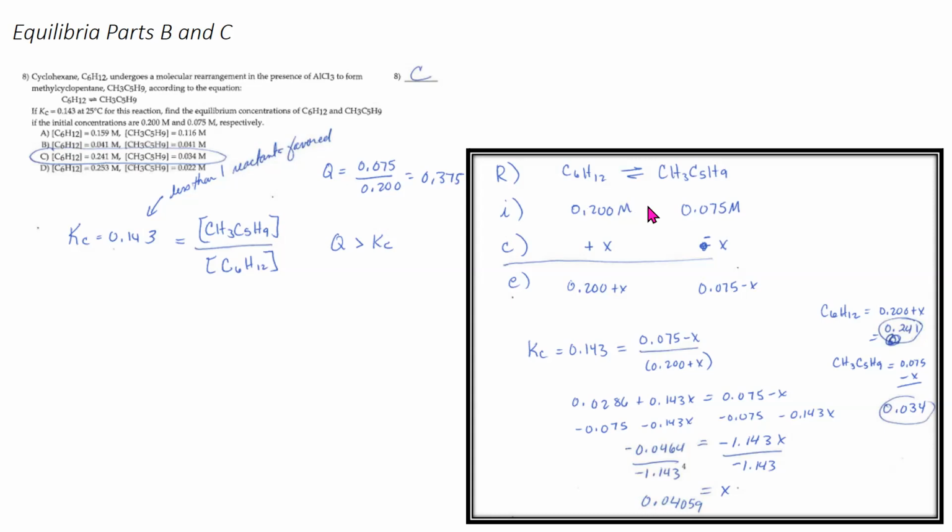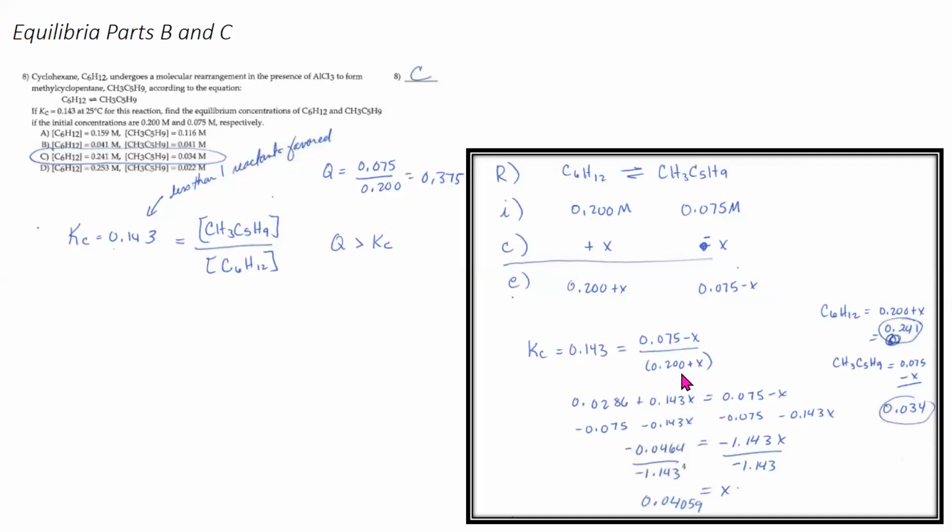So again, this is the initial concentration. This is how much it changes, and this is the ending value. So we just add these two lines together to get the ending amount so that when it reaches equilibrium. So now I'm going to set up my K, and they told us that the equilibrium constant is 0.143, and then products over reactants. So our products, 0.075 minus X, and that's understood 1, so that's to the 1 power over the reactants, so the 0.2 plus X. Understood 1 here, understood 1 here.